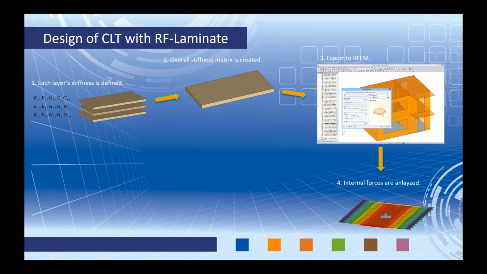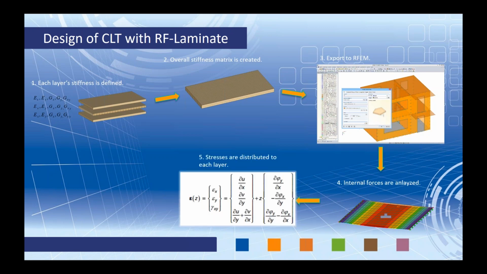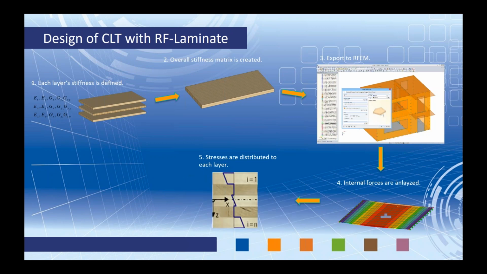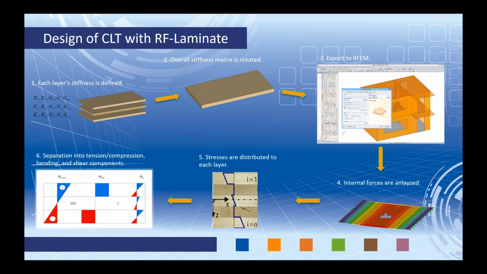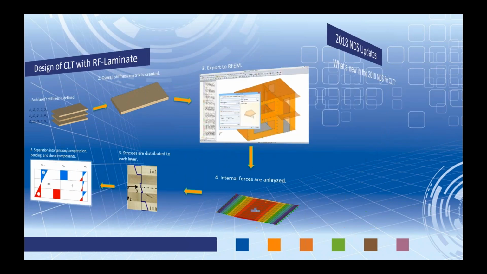These internal forces for our CLT panels are going to be brought back into RF-Laminate, where the stresses are distributed to each individual layer. So maybe a cross-section profile here of a CLT panel for bending stress might look something similar to this. And finally, we're going to separate those stresses into tension, compression, bending, and shear components. We're going to compare them to our strengths of our CLT based on the NDS standard, and we're going to give you a design ratio. So that's essentially what's happening underneath the hood.